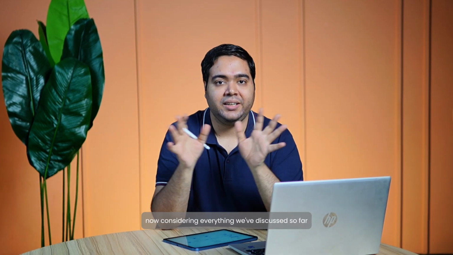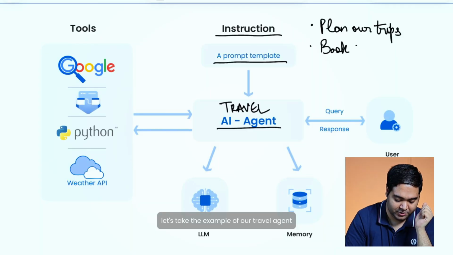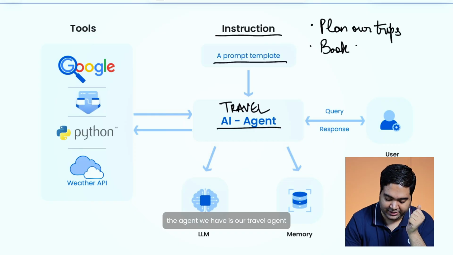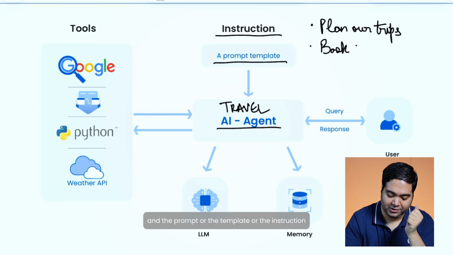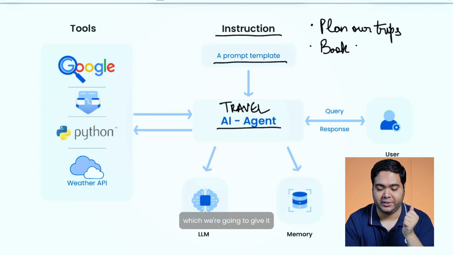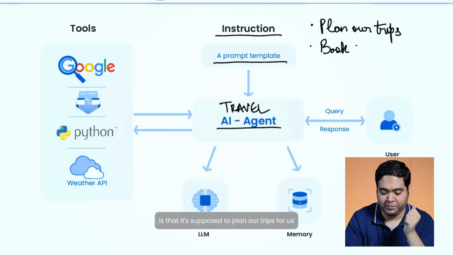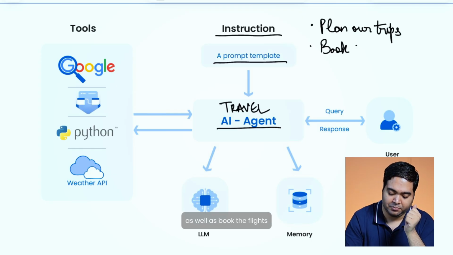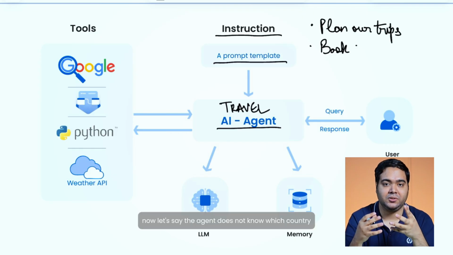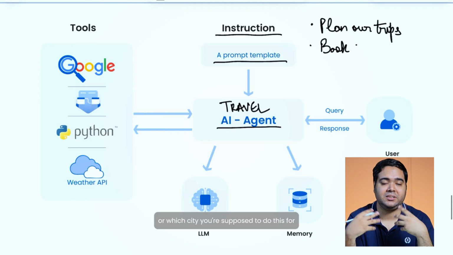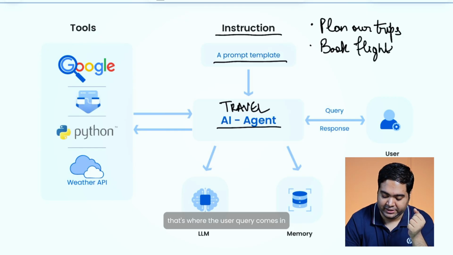Now, considering everything we've discussed so far, let's take an example. Let's take the example of our travel agent, which we've been discussing so far. In this scenario, the agent we have is our travel agent, and the prompt or the template or the instruction which we're going to give it is that it's supposed to plan our trips for us. So it's supposed to plan the trips as well as book the flights. Now, let's say the agent does not know which country or which area or which city it is supposed to do this for. That's where the user query comes in.